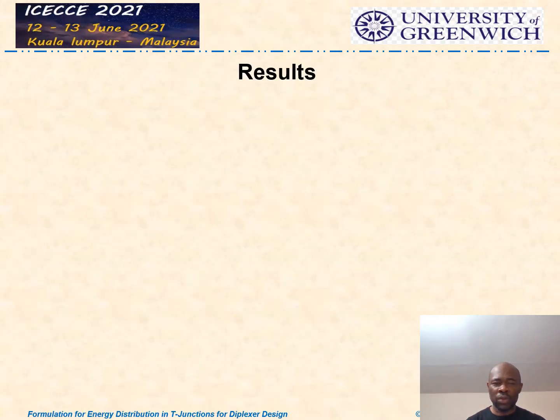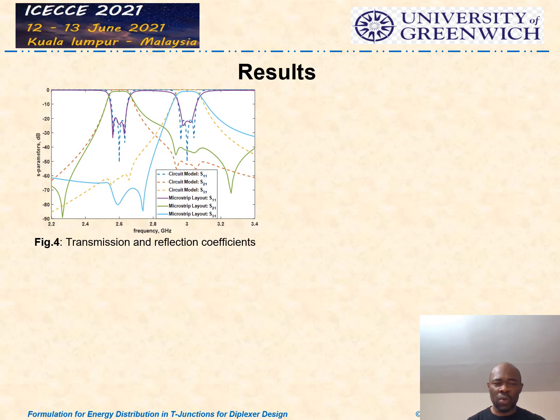Now, moving on to the results, we can see here that we have a well matched filter. You can see here the return loss is 20 decibels as we expect. And of course we can also see the insertion loss is basically 1.1. That's what we measured: 1.1 is the measured insertion loss that we achieved for both the circuit model and the microstrip layout.